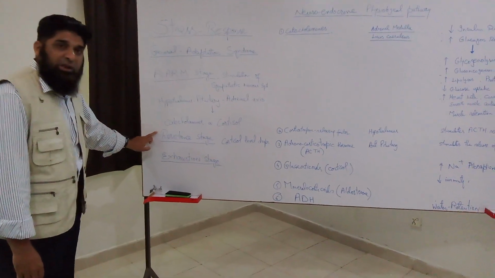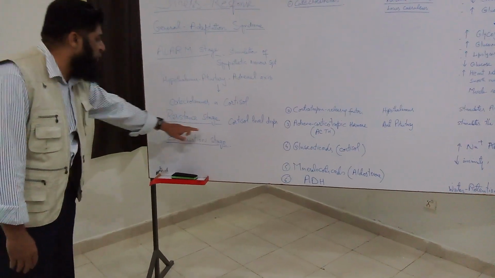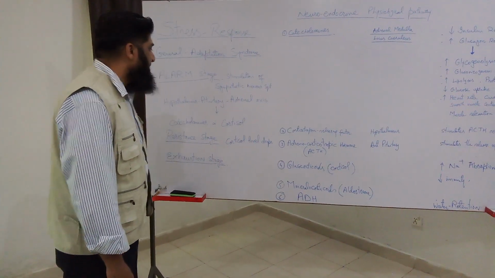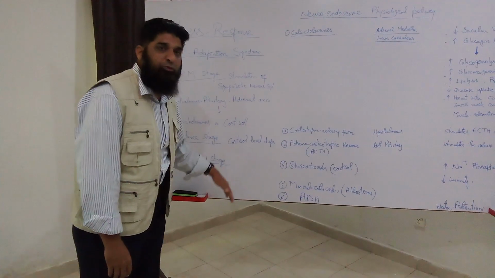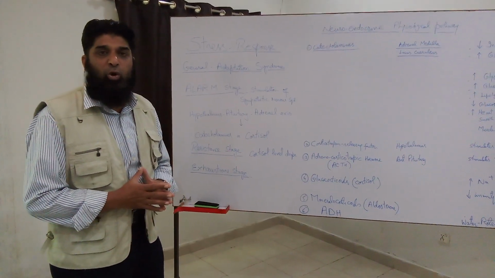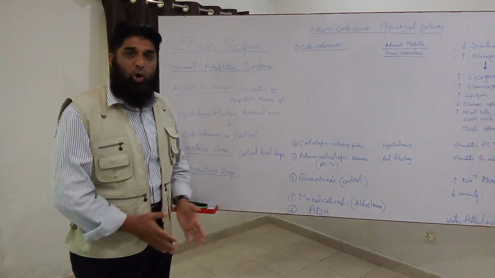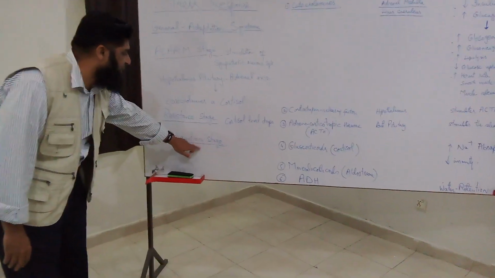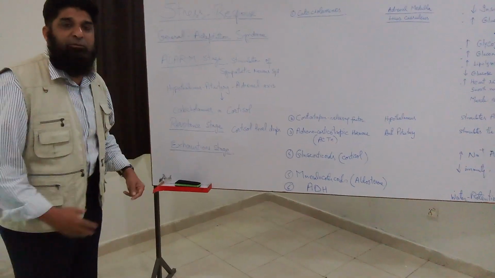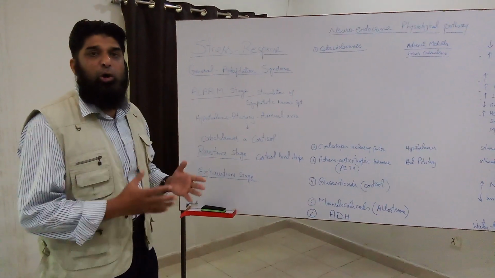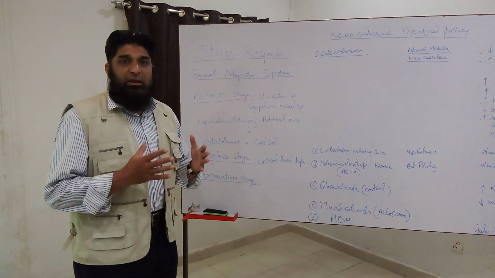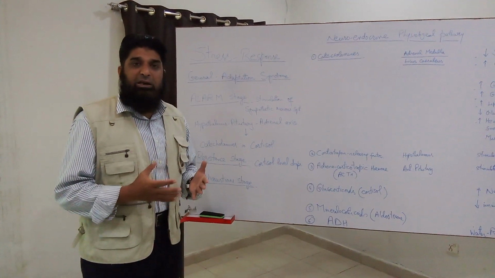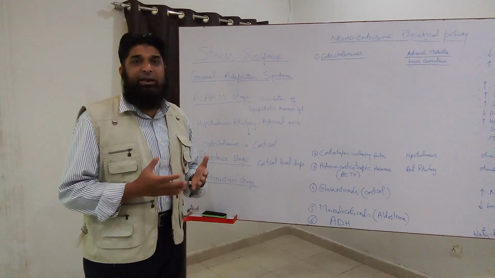Second stage. Students, second stage is called resistance stage. In this stage, the level of cortisol hormone starts to drop. And third stage is exhaustion stage, in which the whole body shows a response of fatigue, weakness and exhaustion.